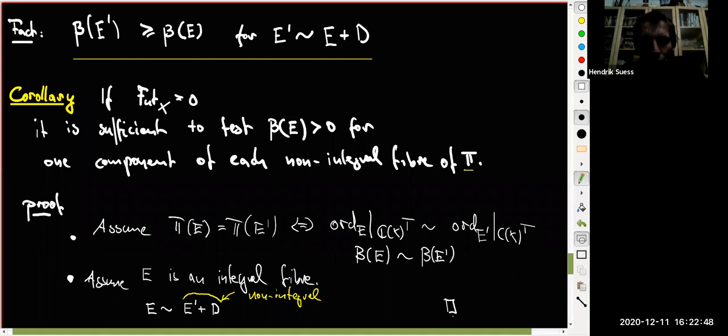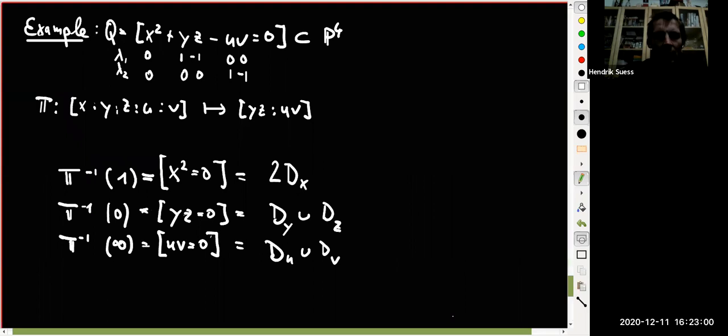The last thing I'm going to do is apply this once again to the example of the quadric, but twisted a little bit. Let's first see what the components of fibers are here for my quotient map. This is just a reminder of how the quotient map looked, and now we are looking for non-integral components of this map.